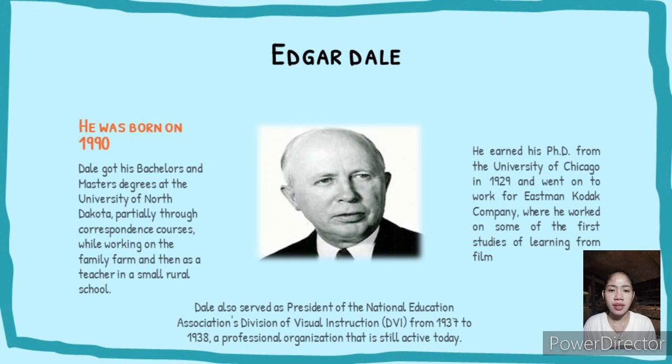PhD at the University of Chicago in 1921 and went on to work for Eastman Kodak Company, where he worked on some of his first studies of learning from film. Dale also served as the president of the National Education Association's Division of Visual Instruction from 1937 to 1938.